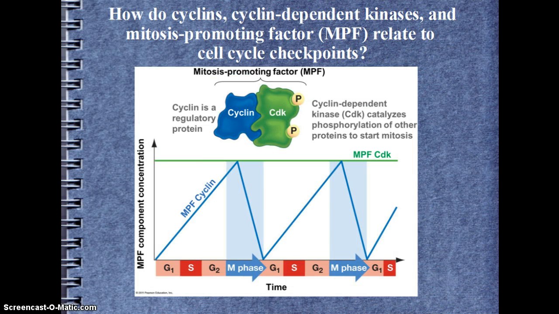How do cyclins, cyclin-dependent kinases, and mitosis promoting factor relate to cell cycle checkpoints? Cell cycle checkpoints are control mechanisms that ensure the fidelity of cell division in eukaryotic cells. Cyclins and cyclin-dependent kinases are part of the G1 checkpoint, which transitions to the G2 checkpoint, which mitosis promoting factor is part of.